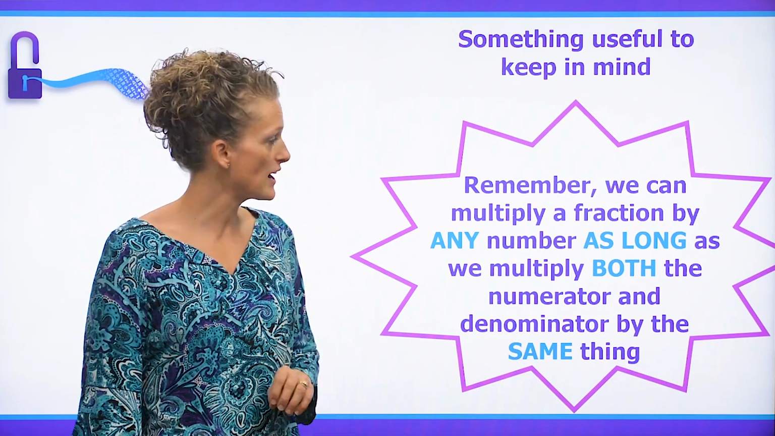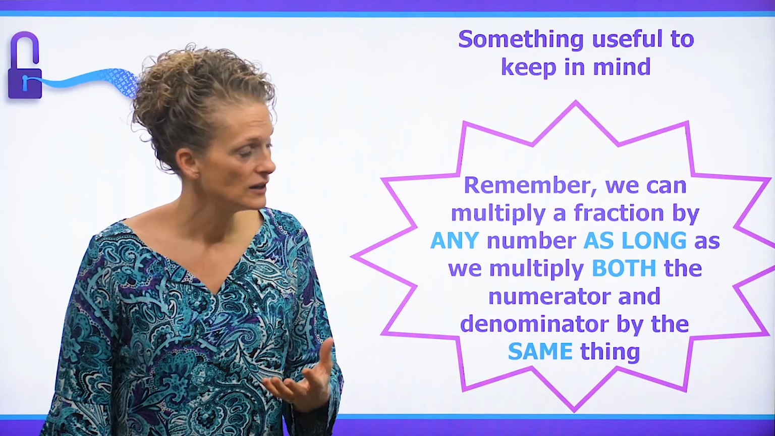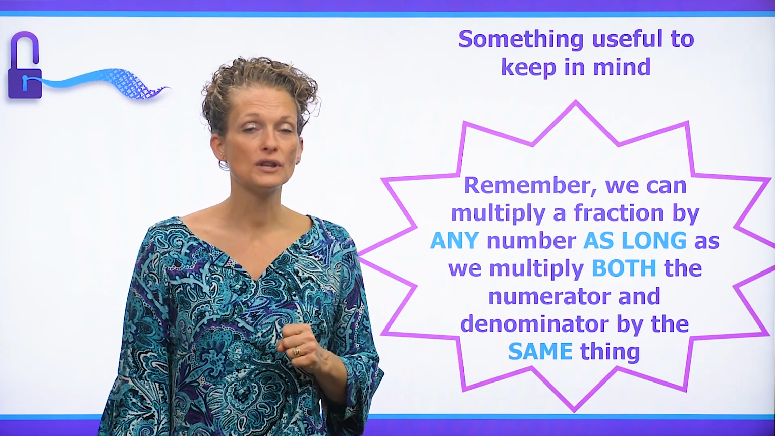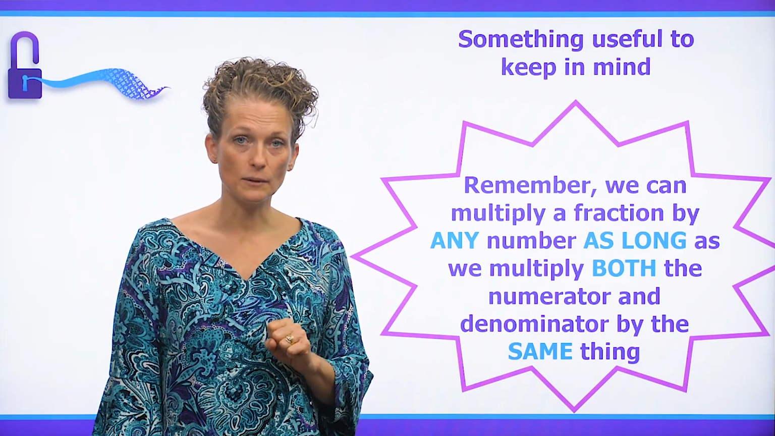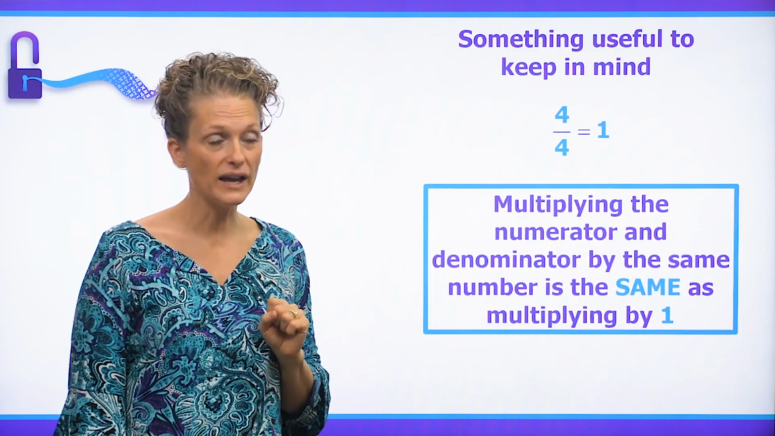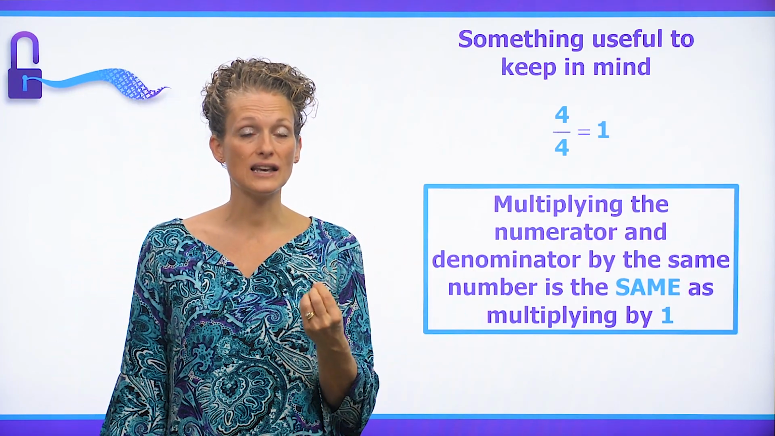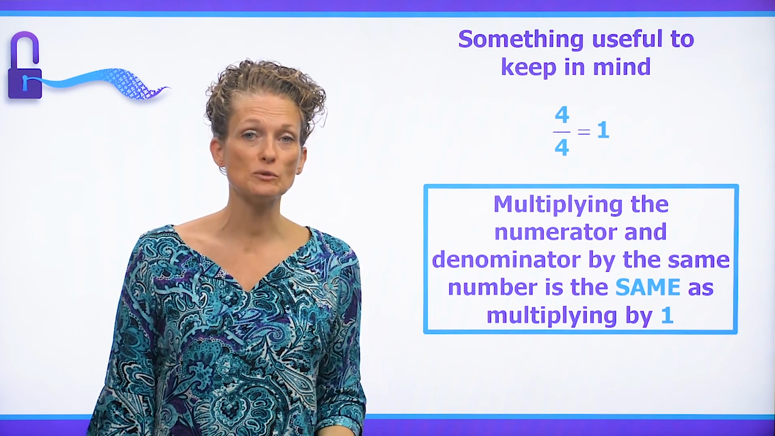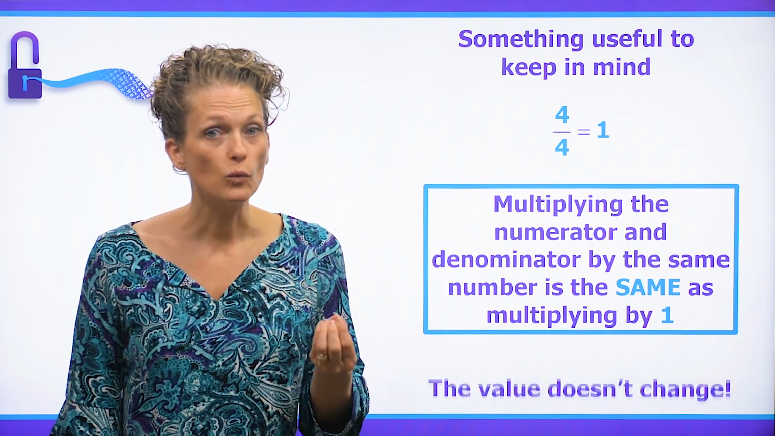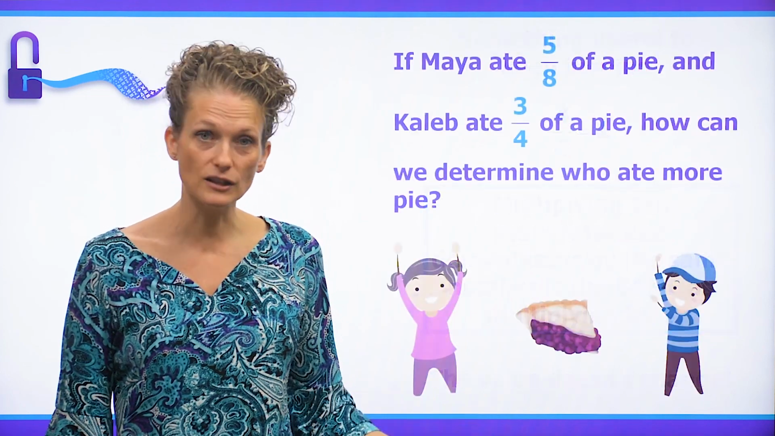All right, well, something useful to keep in mind when we're talking about comparing fractions: remember that we can multiply a fraction by any number as long as we multiply both the numerator and the denominator by the same thing. So 4/4, or 4 divided by 4, is equal to 1. So when we multiply the numerator and the denominator by the same number, it's the same as multiplying the fraction by 1, which, as we know, multiplying anything by 1 does not change the value.